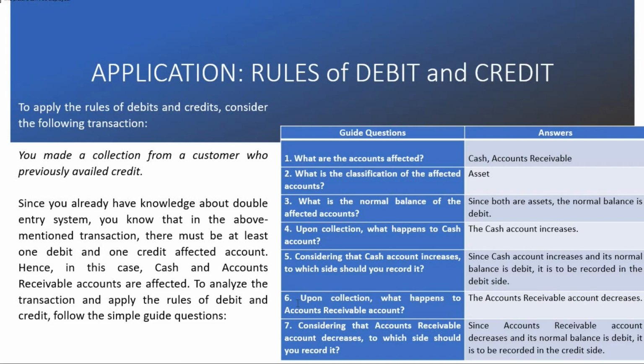Number 6, upon collection, what happened to accounts receivable? Kasi nakolekta mo na, anong mangyayari sa receivable mo? Magre-reduce or magde-decrease siya. So, your accounts receivable account will decrease. So, considering that the accounts receivable decreases, to which side should you record it? So, since nag-decrease ang accounts receivable and its normal balance is debit, then to record the decrease, you have to record it in the credit side.